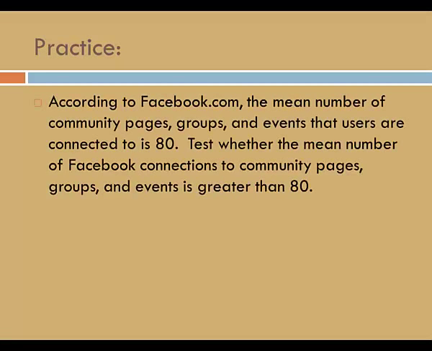Let's get some practice. According to Facebook.com, the mean number of community pages, groups, and events that users are connected to is 80. Test whether the mean number of Facebook connections to community pages, groups, and events is greater than 80. I see the phrase test whether. This usually introduces the alternative hypothesis. I also see the phrase is greater than, which makes me think there will be a greater than statement in the alternative hypothesis. So we begin with the alternative hypothesis, mu is greater than 80.